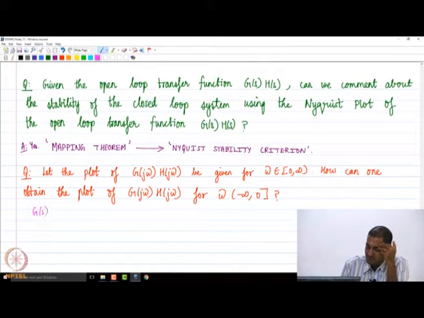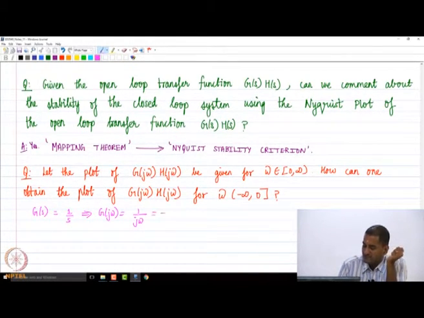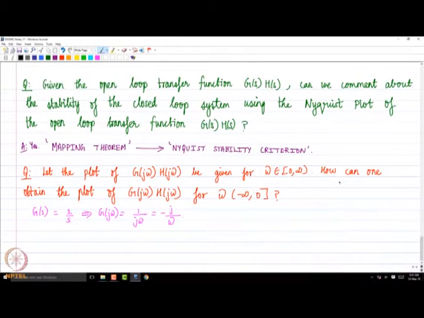For example, we did 1/s, right, G(s) was 1/s. So G(j omega) was 1/(j omega), which is minus j by omega. Now if I have omega to be non-positive, that is, it comes from minus infinity to 0, what do you think will happen? Let us plot.